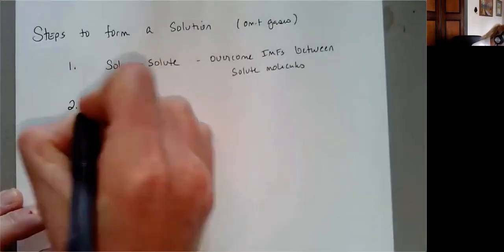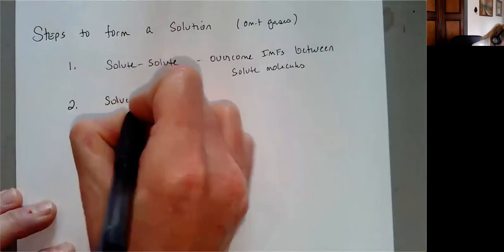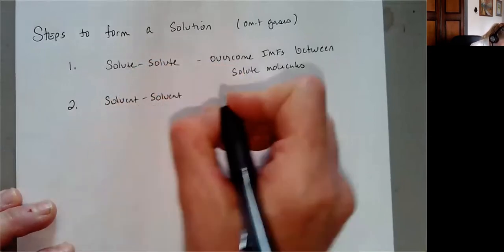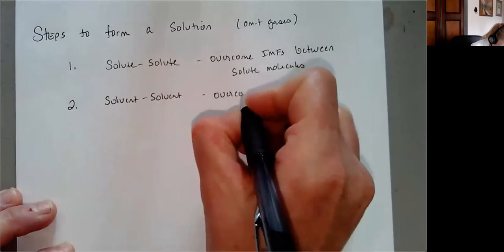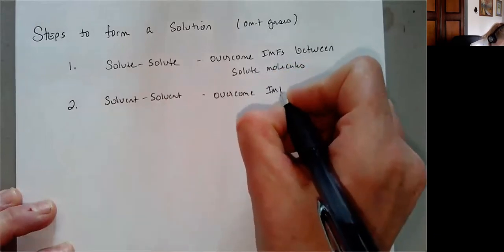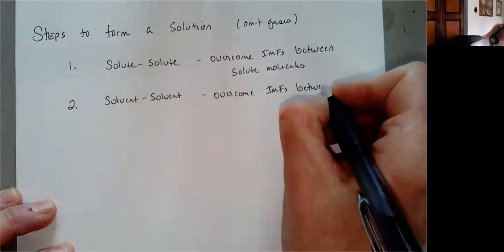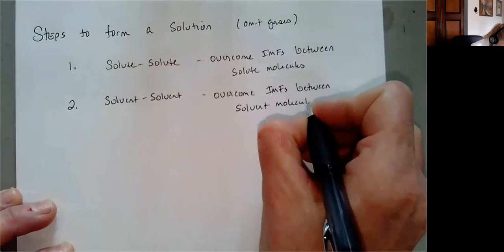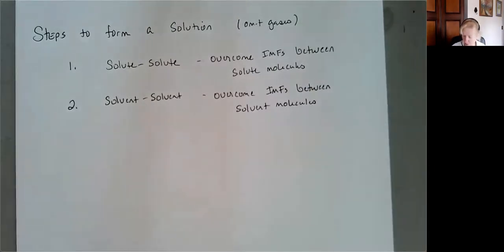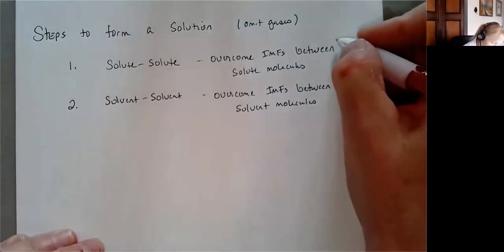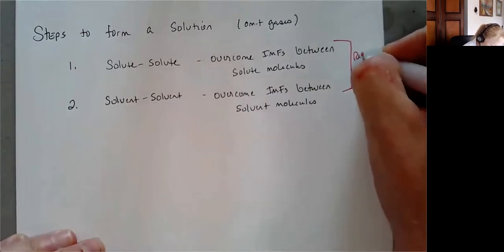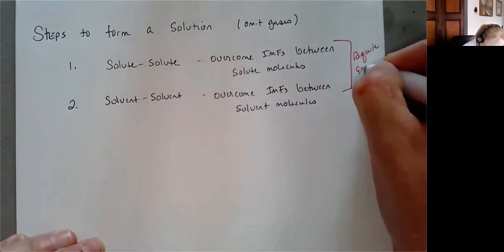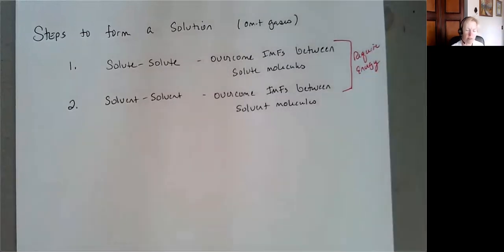I have to also, if I look at solvent molecules, they also have intermolecular forces between them. So I also have to overcome the intermolecular forces between the solvent molecules. So both of these steps are going to require energy, because I have to overcome those intermolecular forces. And the stronger those intermolecular forces, the more energy I have to put in.